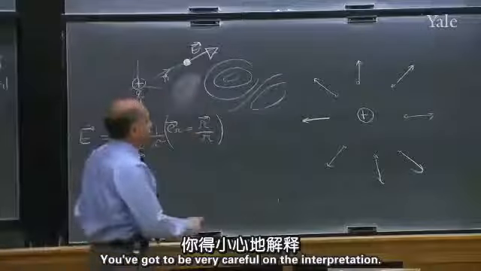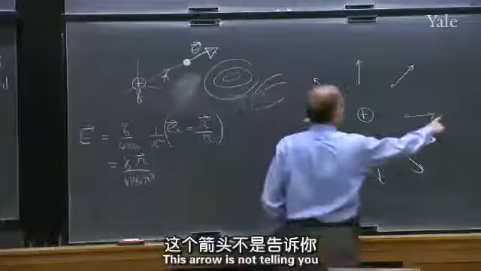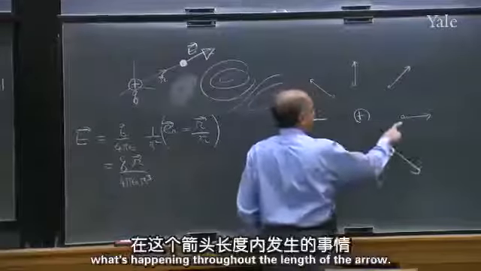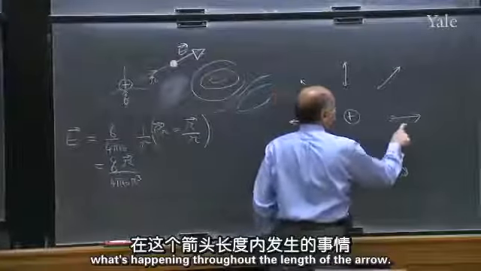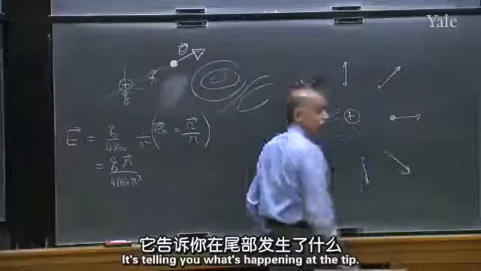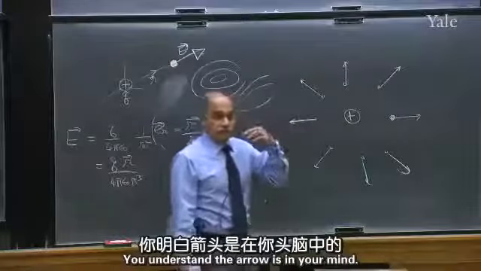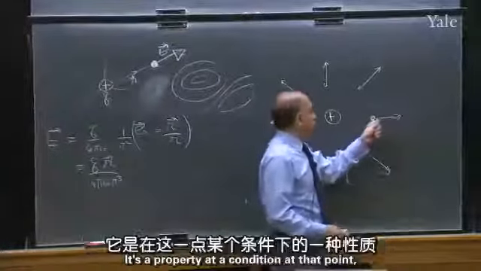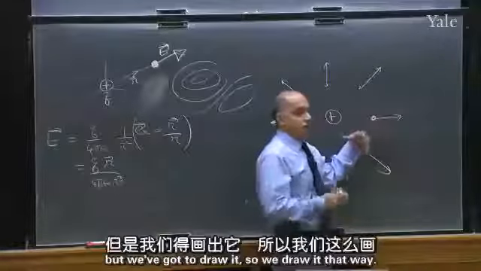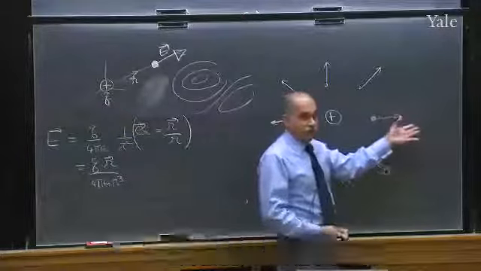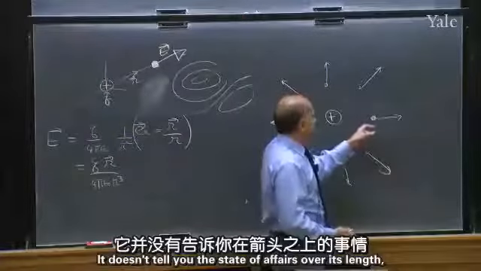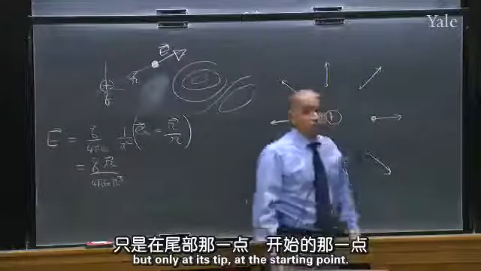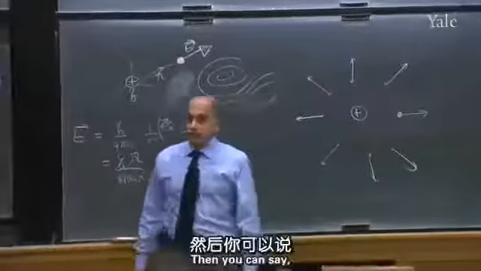You've got to be very careful on the interpretation. This arrow is not telling you what's happening throughout the length of the arrow. It's telling you what's happening at the tip. You understand? The arrow is in your mind. It's a vector. It's not really sticking out in space. It's a property or a condition at that point. But we've got to draw it, so we draw it that way. It doesn't tell you the state of affairs over its length, but only at the starting point.